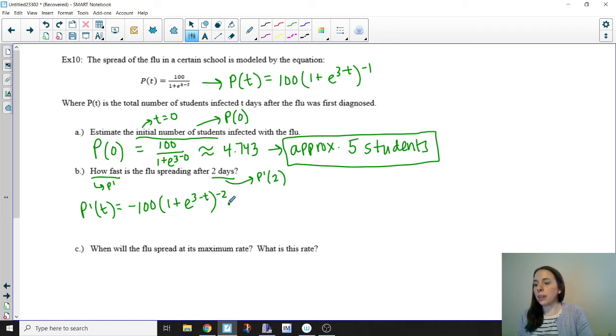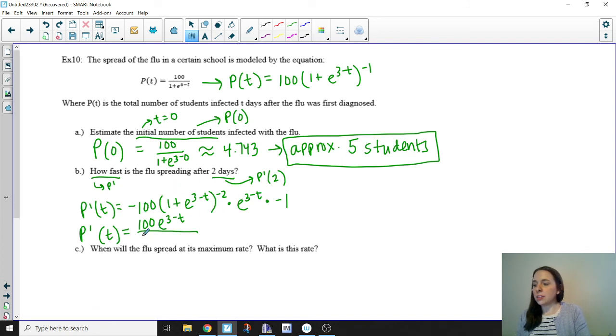Then we'll multiply that by the derivative of what we see here. The derivative of 1 plus e to the 3 minus t. Okay, the derivative of 1 is 0. The derivative of e is itself. But don't forget to multiply by the derivative of 3 minus t, which is negative 1. Okay, so now I'm going to put that back into quotient form. I have a negative 1 times a negative 100, which takes that back to a positive 100. And the other thing that I'm going to have in the numerator is this, e to the 3 minus t.